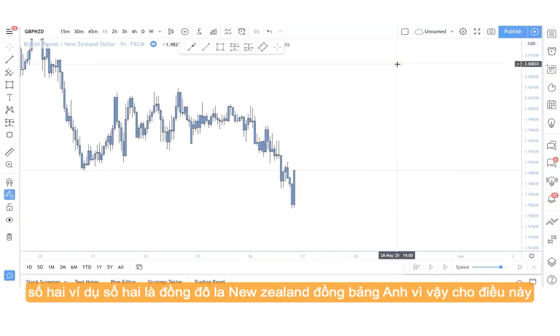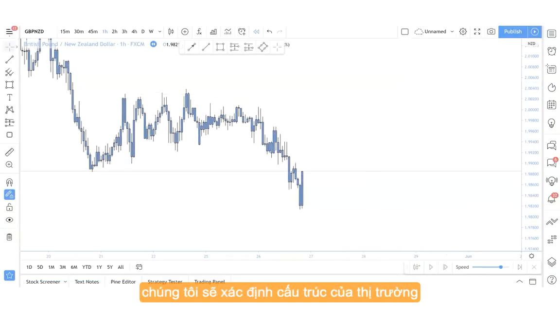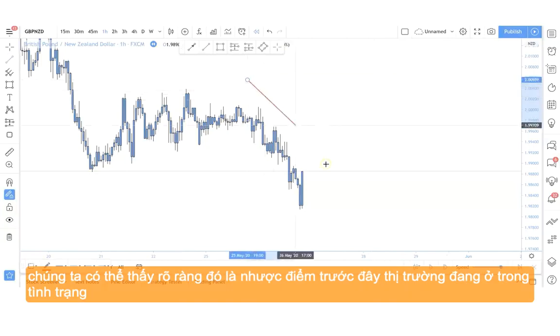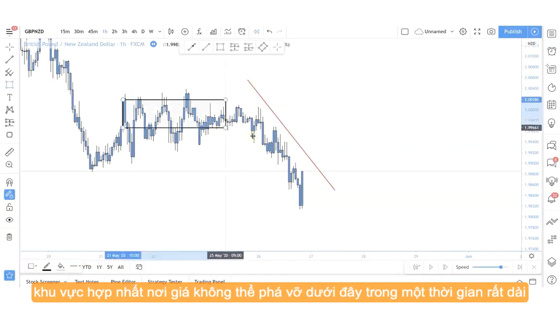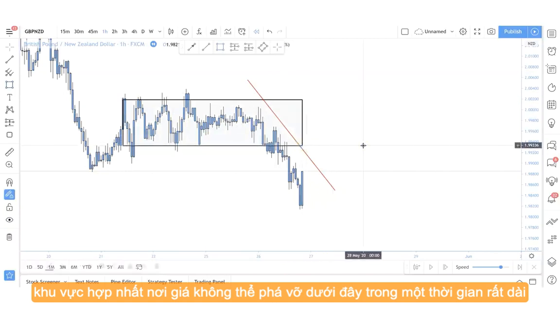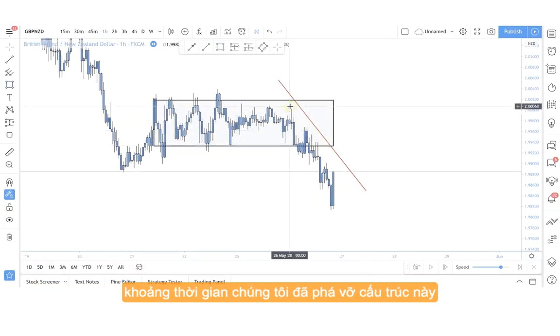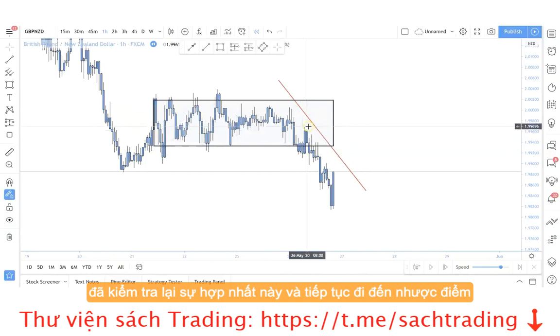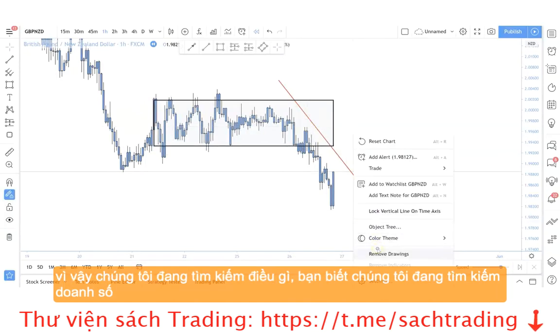Example number 2 is pound New Zealand dollar. So for this, we're going to identify the structure of the market. We can clearly see it's to the downside. Previously, the market was sitting in a consolidation area where price was failing to break below for a very long period of time. We had this break in this structure, this retest of this consolidation, and a continuation to the downside. So what are we looking for?